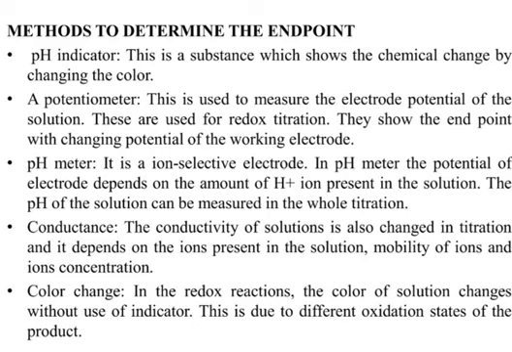Next, pH meter. It is an ion selective electrode. In a pH meter, the potential of the electrode depends on the amount of H plus ion present in the solution. The pH of the solution can be measured throughout the titration. Next, conductance. The conductivity of solutions also changes in titration and it depends on the ions present in the solution, mobility of ions and ion concentration.